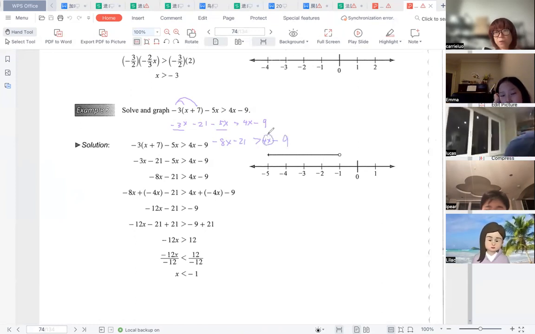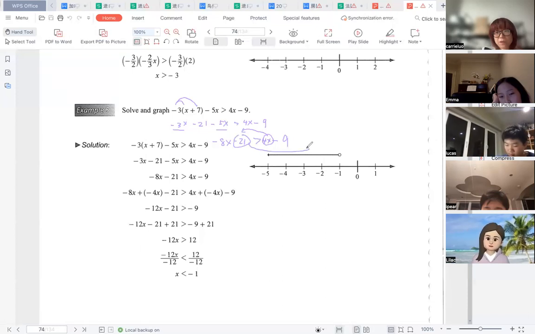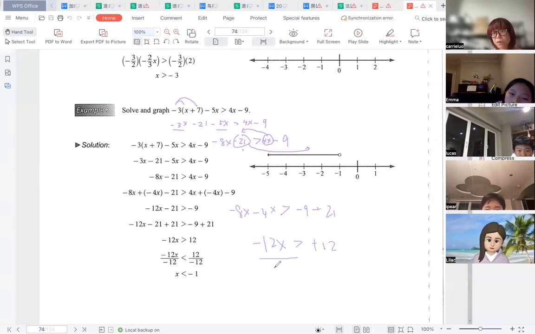Okay, move the variable to one side and the number to the other side. So Lucas, when you have negative 21, you move it to the other side, it becomes positive 21. This is negative 21, not 21, okay? So negative 8x minus 4x bigger than negative 9 plus 21. So negative 12x is bigger than positive 12. Divided by negative 12, divided by negative 12. Lucas, this one became smaller than. So x is smaller than negative 1. Get it, Emma? I'm going to stop here, let you take notes and think about everything.